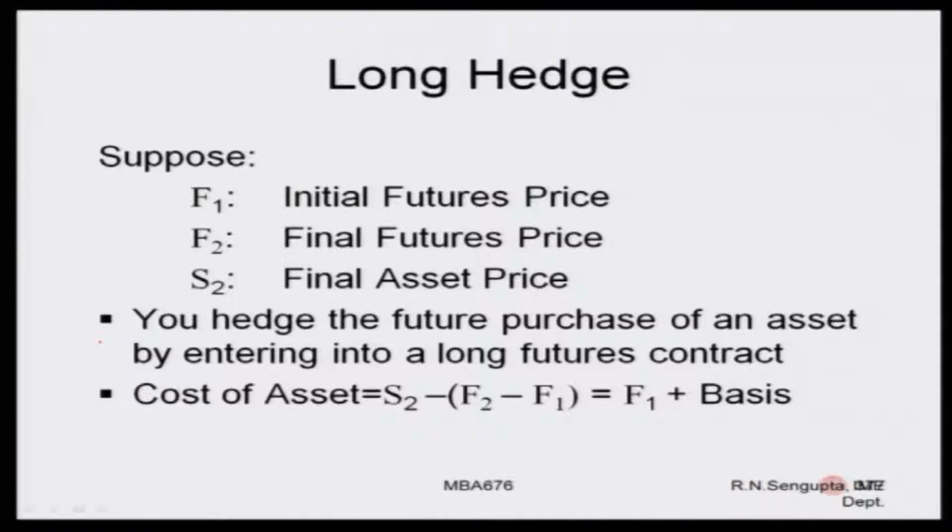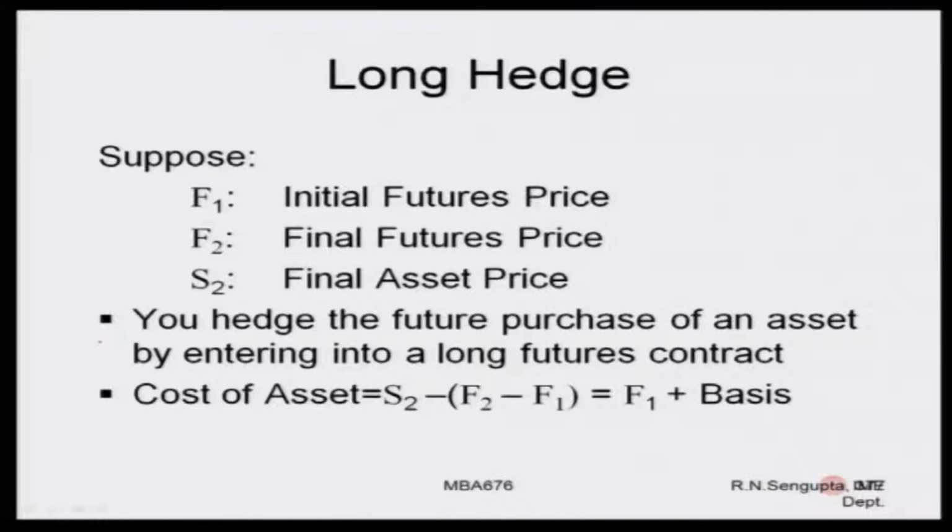You hedge the future purchase of an asset by entering into a long futures contract. So, remember it is a long hedge. If it is long, obviously you are trying to buy. A short hedge would be where you are planning to sell. So, if you are going long for that particular hedge, then your cost of the asset is like this. You open the position at time t equal to 1 and close it at time t equal to 2. So, your cost of the asset in room 1 is the asset price S2 minus the difference in the price which is happening in room 2 between time 1 and 2, which is basically the difference in the futures prices F1 and F2.